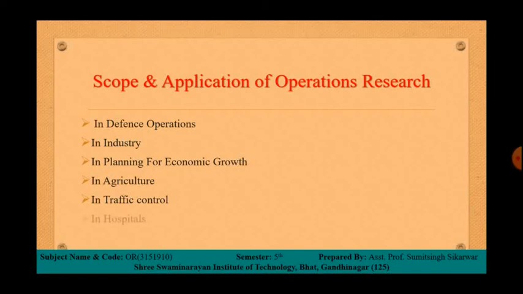In hospitals, many times we see very lengthy queues of patients, and few of them get treatment while the rest have to go without treatment because of the time factor. Sometimes we have problems such as non-availability of essential drugs, shortage of ambulances, shortage of beds, etc. These problems can be conveniently solved by the application of operation research techniques.